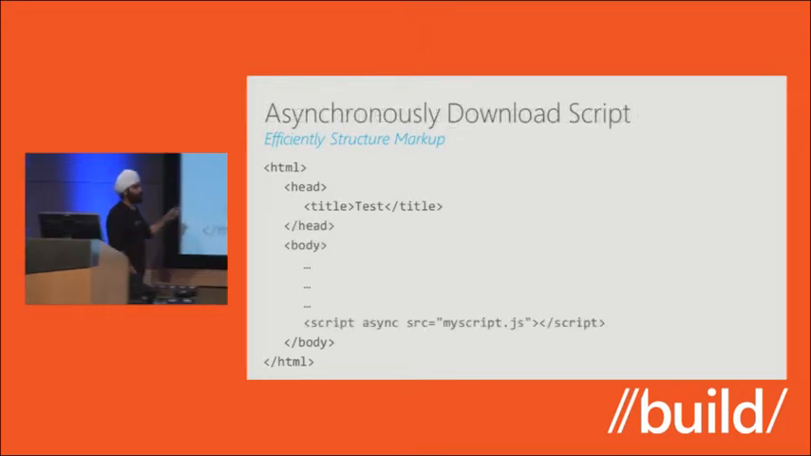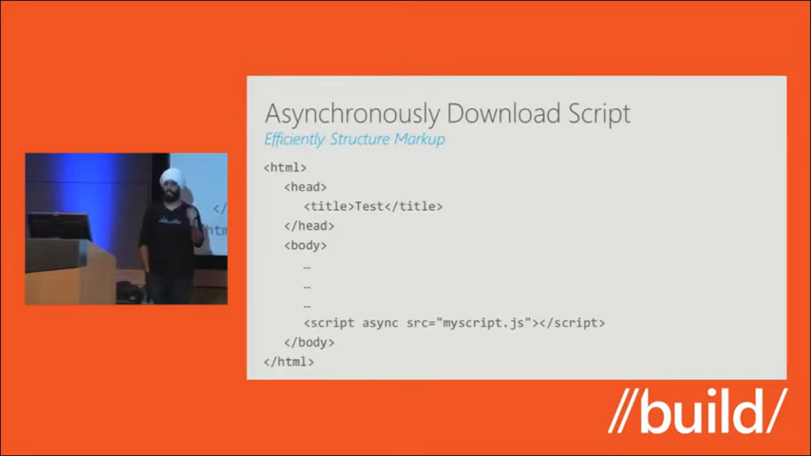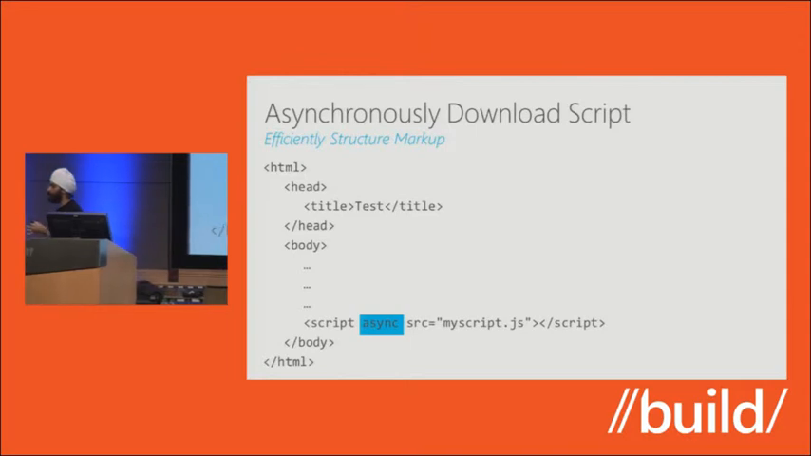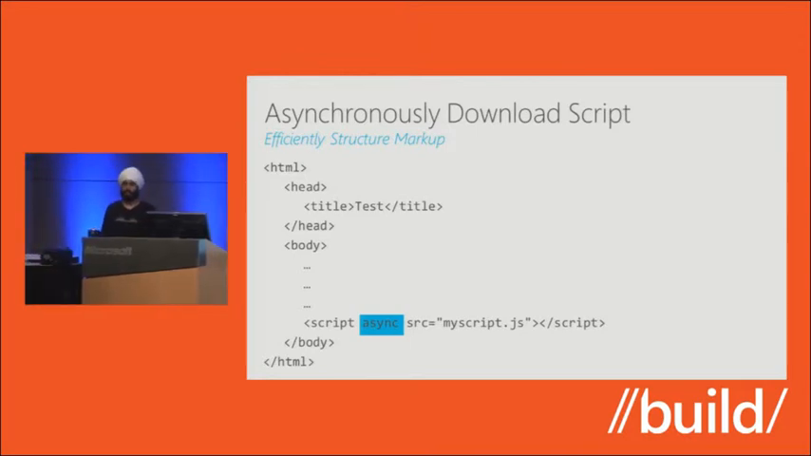And even when you do put it at the bottom, if you can, use the async attribute. What that does is it tells the browser, hey, you can download this JavaScript asynchronously. You can execute it asynchronously. As a matter of fact, with asynchronous JavaScript, you can use patterns where you dynamically add that JavaScript to the page when you need it.